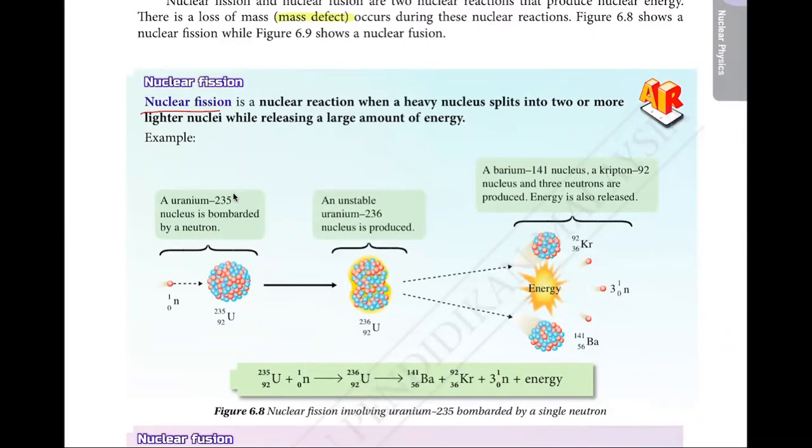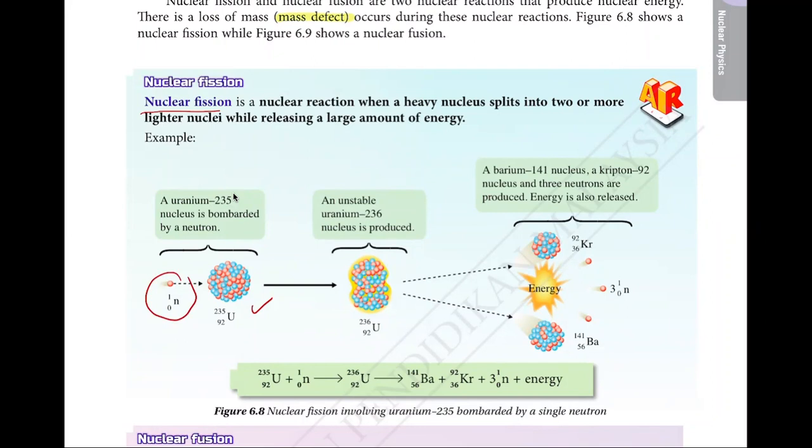So it will start with a heavy nucleus. For example, here it uses uranium. This is a very heavy nucleus, uranium-235, atomic number 92. In order for us to be able to split the uranium nucleus into two or more lighter nuclei, we will be using one neutron. It will be bombarded with a neutron.